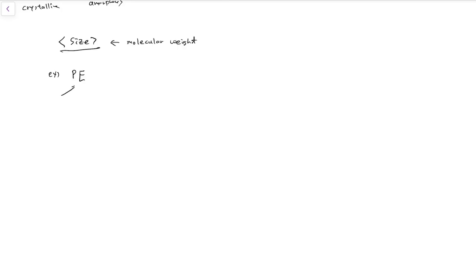So polyethylene is basically made from ethylene, which is actually a gas. And by doing the synthesis or the polymerization process, we can form the solid polyethylene material. And this polyethylene, depending on the density, has very different types: HDPE, LDPE, LLDPE.